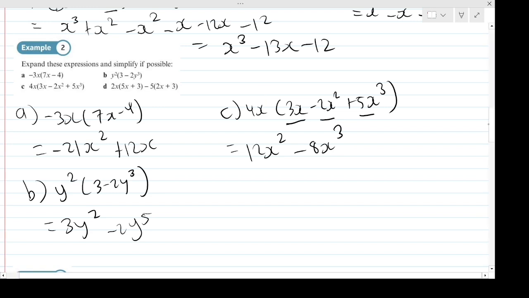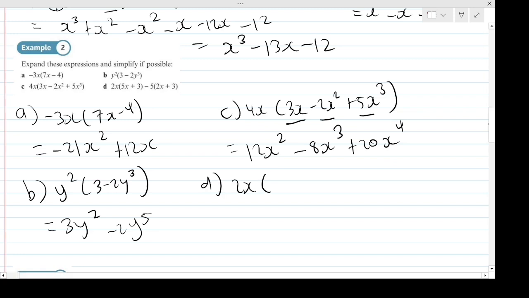And then lastly, 4x times 5x cubed will be 20x to the 4. Okay, 3 add 1. x times x cubed is x to the 4. Okay, and we cannot simplify anything so far because they're all different terms. Okay, part A we have x squared and x, they're different. We have y squared and y to the 5 for part B, so we can't simplify it. Here we have x squared, x cubed, and x to the 4. They're all different, right? If they're not the exact same power, the exact same terms, they're all different. Okay, so we can't do any more of that. So let's have a look at part D.